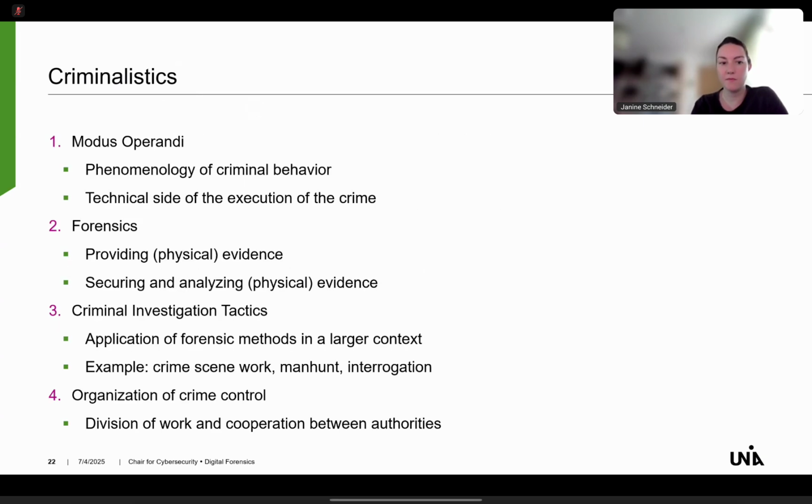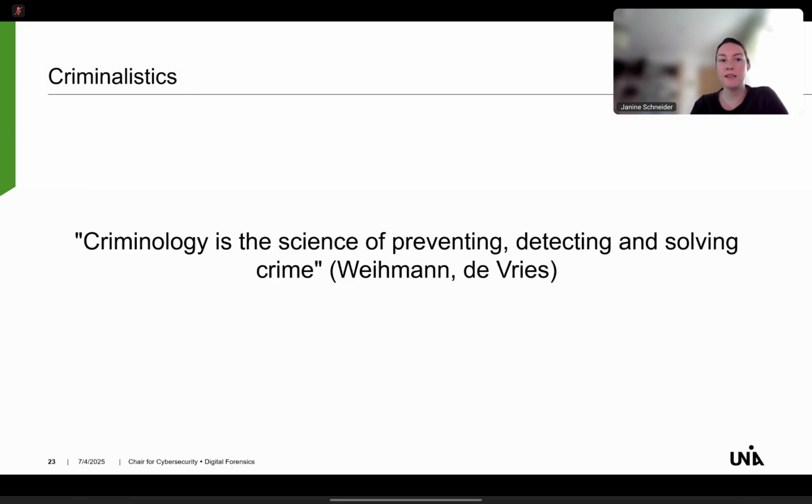Okay. And criminology is the science, this is all again translation. Criminalistics is the science of preventing, detecting, and solving crime. Is that correct? No, criminology is the science of preventing, detecting, and solving crime. No, now I'm super confused. It's criminalistics. Criminalistics solves crimes. Criminology studies crimes. So this is also, unfortunately, a translation error that I have to fix.